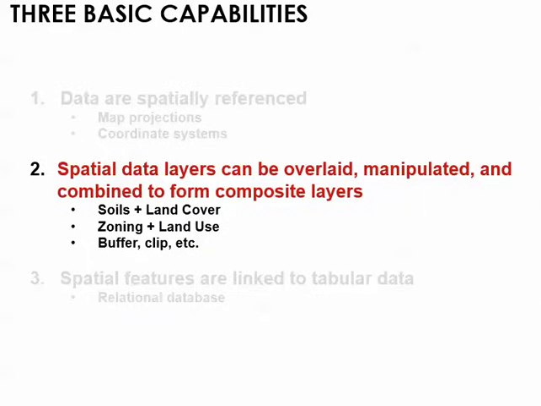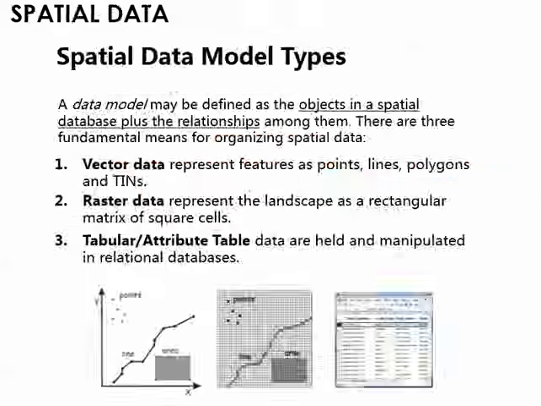The second basic capability of GIS is that spatial data layers can be overlaid, manipulated, and combined to form composite layers. This is a very powerful function of GIS. So let's first begin by talking.